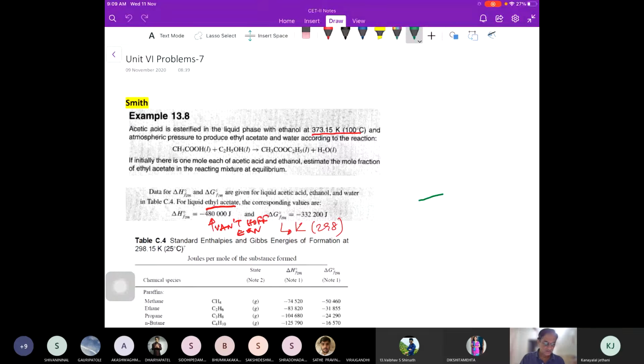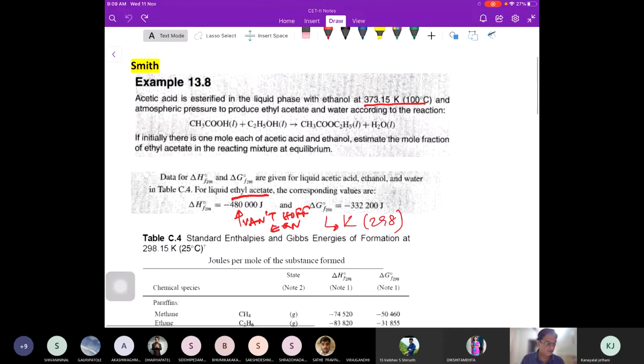Okay, so this was a problem. Acetic acid is esterified in the liquid phase with ethanol at 373.15 Kelvin and atmospheric pressure to produce ethyl acetate and water according to this reaction. If initially there is 1 mole each of acetic acid and ethanol, estimate the mole fraction of ethyl acetate in the reaction mixture at equilibrium.